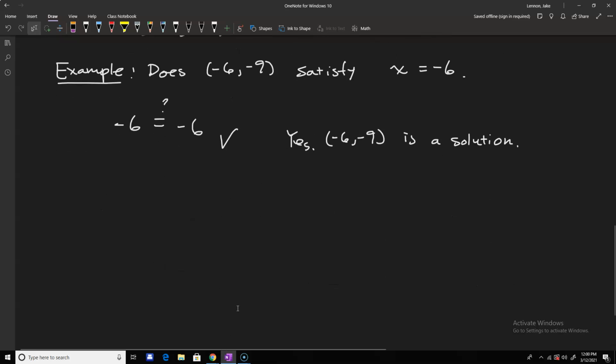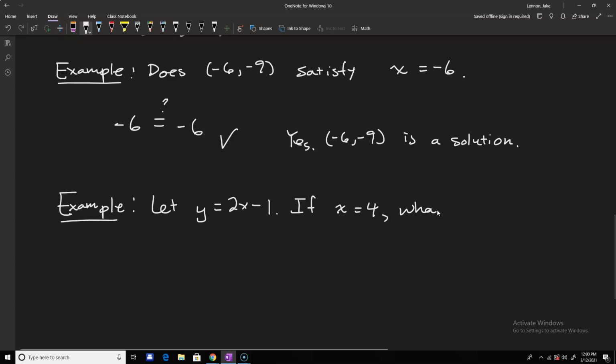So let's go ahead and talk about plugging in points, and that'll basically be it for today. If you have an equation and you have either an x or y value, you can plug that in and figure out what the other point should be. So let's say let y equal 2x minus 1. If x equals 4, what is y?